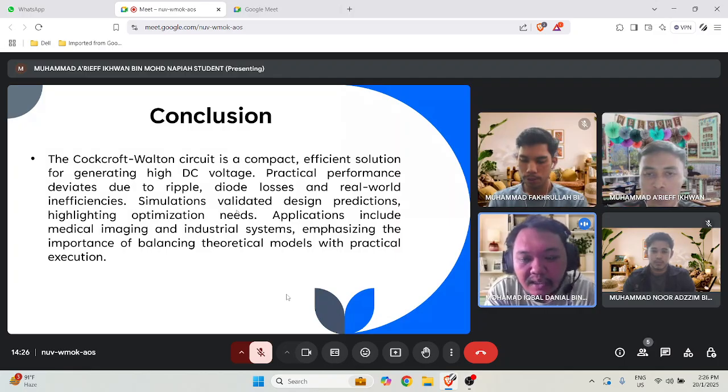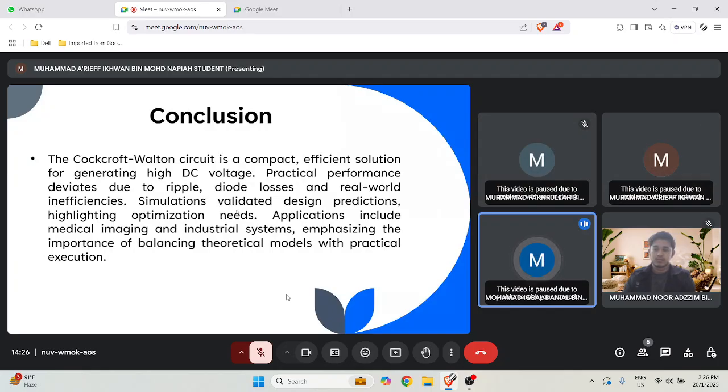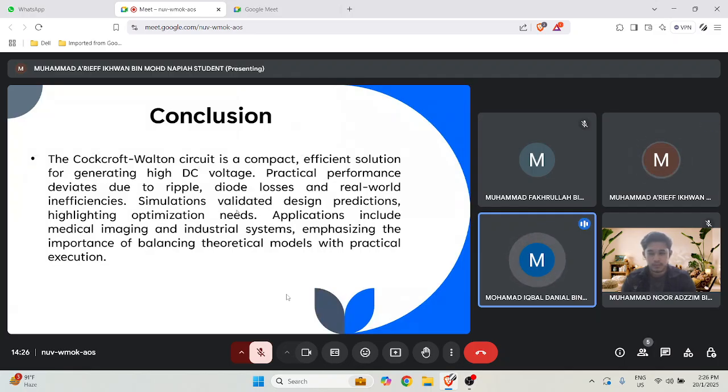Ultimately, the circuit underscores the critical need for aligning theoretical design with real-world considerations to achieve robust and efficient solutions in modern electrical systems. It's important to balance the theoretical model with practical execution. And that's the conclusion for our group's assignment.